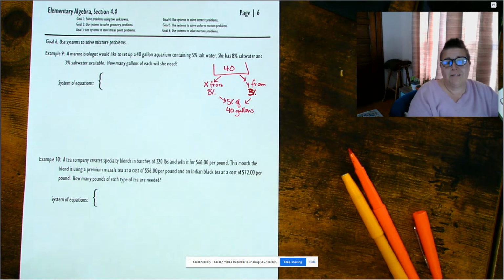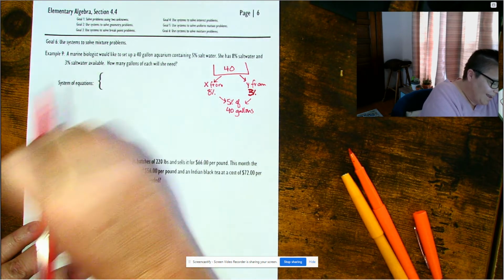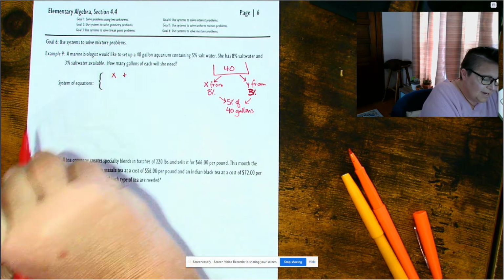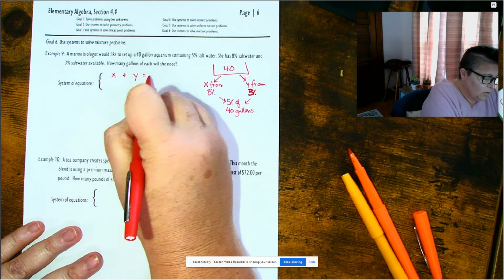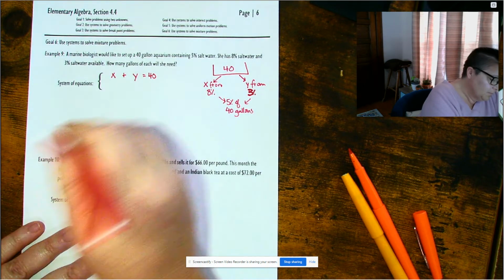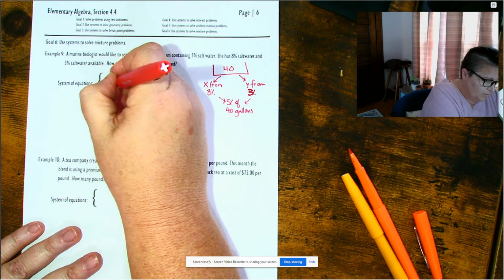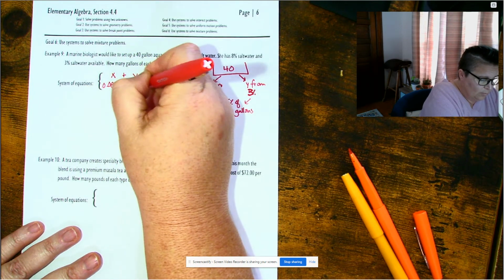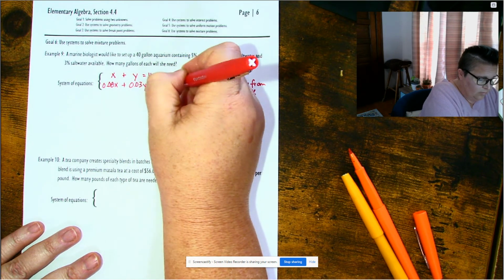Okay, so what does this look like? This looks like tank number 1 at 8%, we need X gallons from it. Tank number 2 at 3%, we need Y gallons from it. And we're going to have 40 gallons in the end. Right? Our X amount is the 8%, 0.08 of X, added to 0.03 of Y, has to equal our 5% of 40.